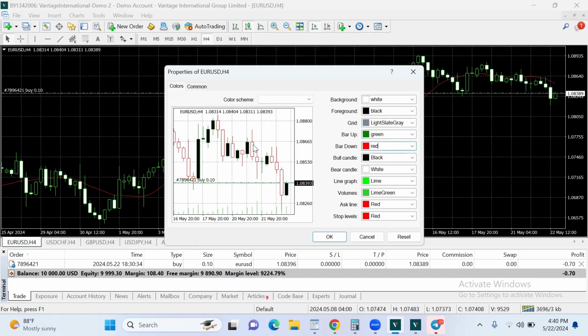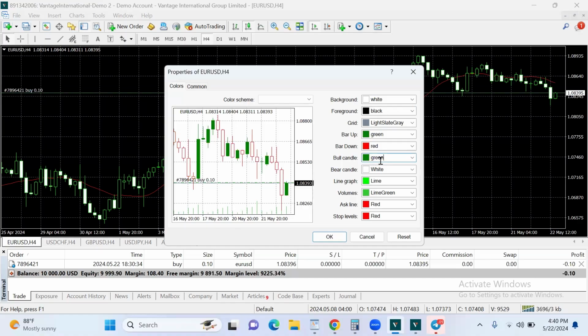So you can see it's taking shape here. What we are doing is taking shape here. Okay. Then bull candle. Bull candles are the candles where price went up. At points when price went up, those are what we call bull candles. So let's change the bull candle to green as well. So you see it has changed it.